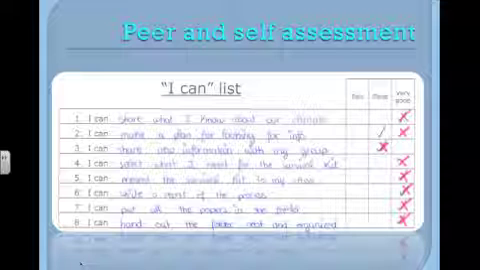Don't be afraid if the results of your peer or self-assessment are not as great as you expect at the beginning. Like anything else, it needs time to be developed, but only if we provide students with the opportunities to do so.